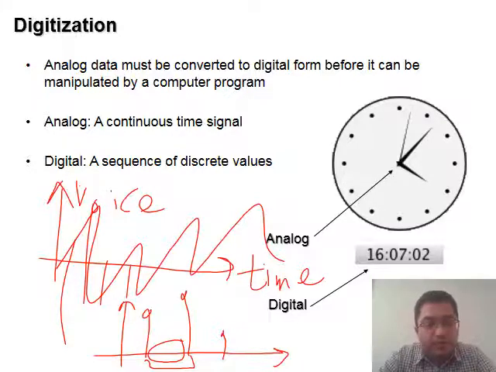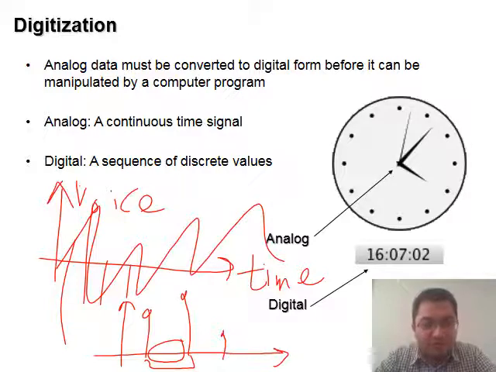Now, why would computers deal with digital data rather than analog data? I don't know if you asked yourself this question before, but computers were designed to deal with digital data, just binary, ones and zeros, rather than continuous values. The main reason is that in electrical circuits that deal with continuous signals, any small noise in the signal will change the value of that signal.